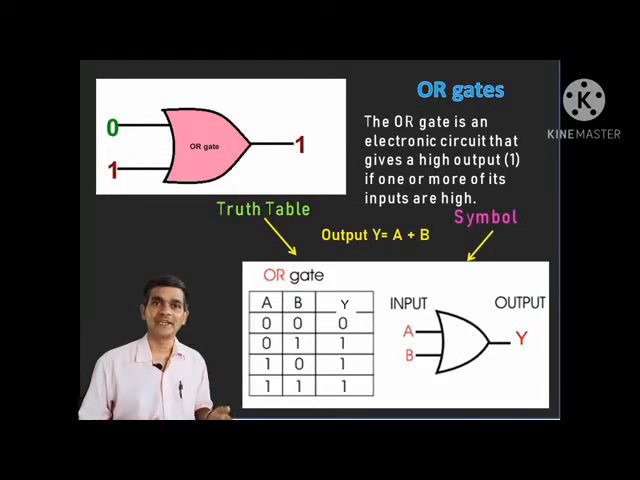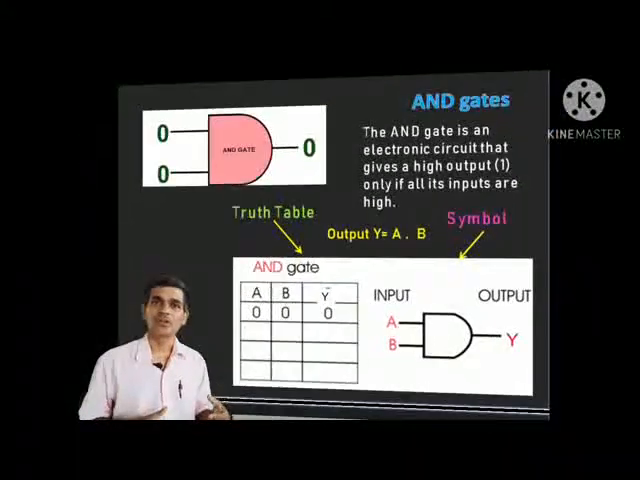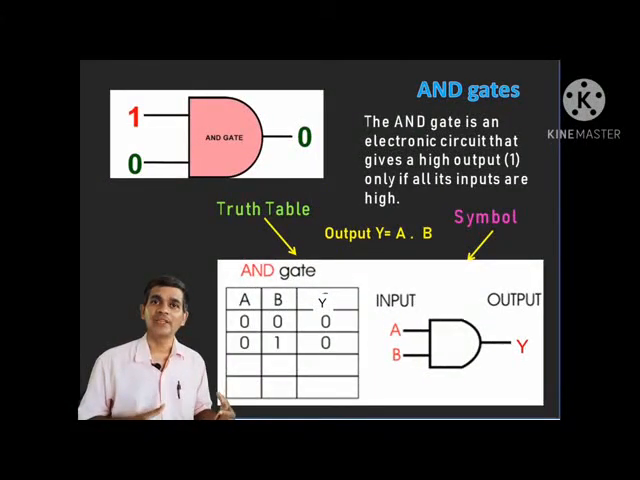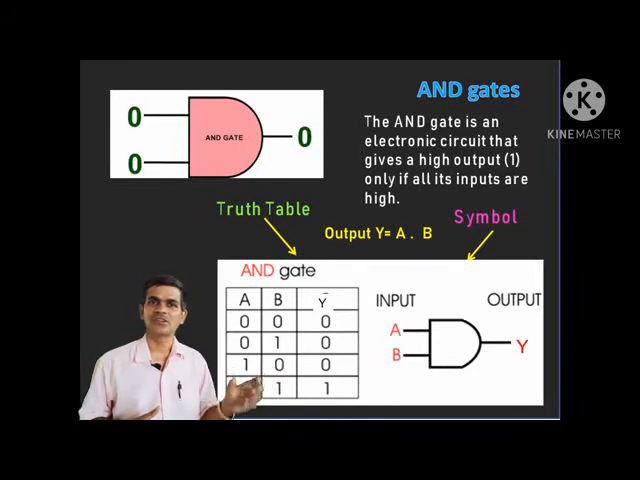Next we have the AND gate, which again has 2 inputs and 1 output. It is an electronic circuit that gives high output only if all the inputs are high. All inputs high means both inputs are 1, then the output is 1, otherwise the output is 0. You can observe in the picture: 0, 1 gives 0, 1, 0 gives 0, 0, 0 gives 0, but 1, 1 gives 1. Both inputs are high, so the output is high. That you can represent in a truth table also: 0, 0 gives 0; 0, 1 gives 0; 1, 0 gives 0; but 1, 1 gives 1.